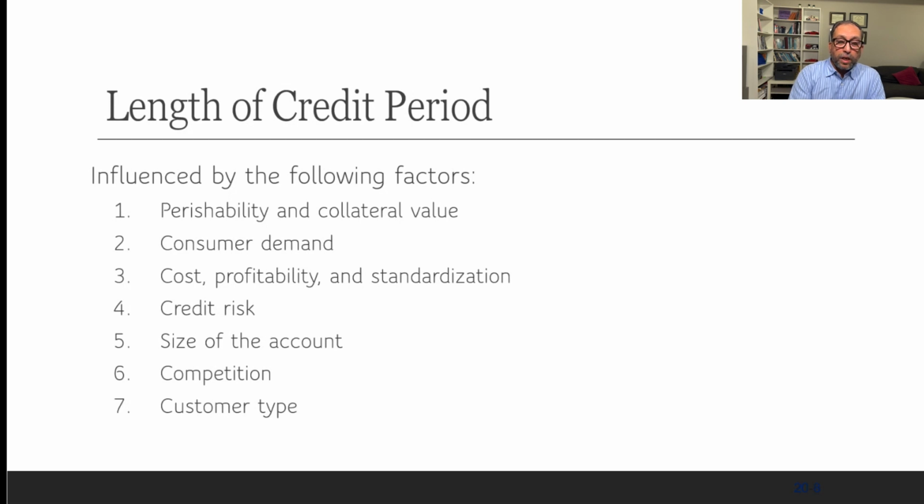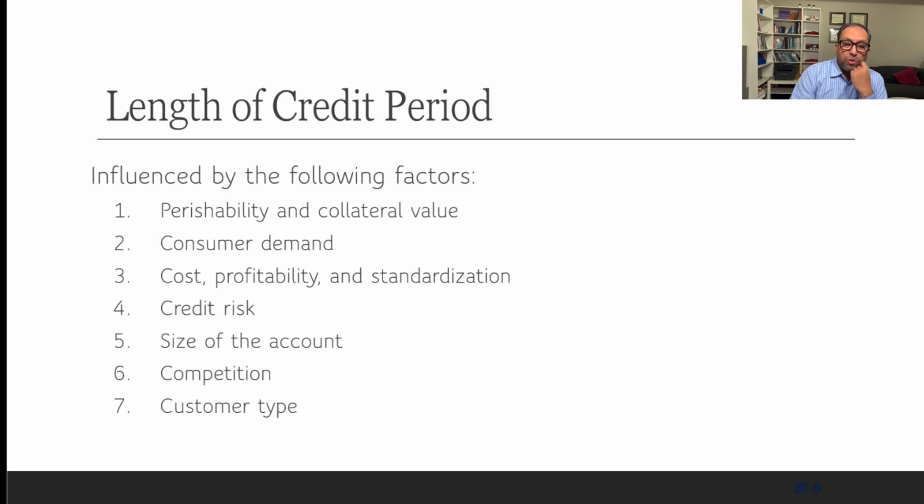Consumer demand: if the product is in high demand, then credit sale is not preferable. High-demand products turn over faster and have a shorter credit period. If the demand is low, then definitely we want to boost our sales and offer credit as well. Next, cost, profitability, and standardization.